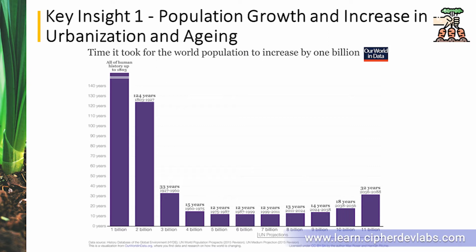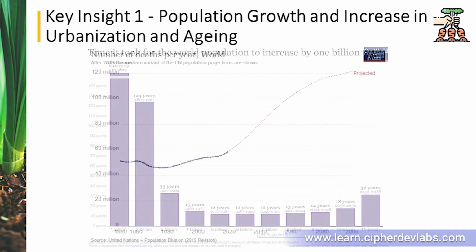So from 1927 onwards, we have been seeing a decline in the time it takes for the human population to increase by 1 billion people. So this puts a huge burden on the finite resources available on the planet, and we need much better systematic ways of managing those finite resources in a much more equitable manner.